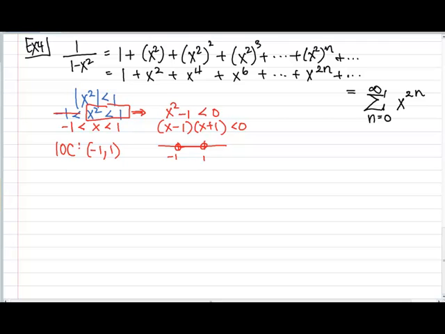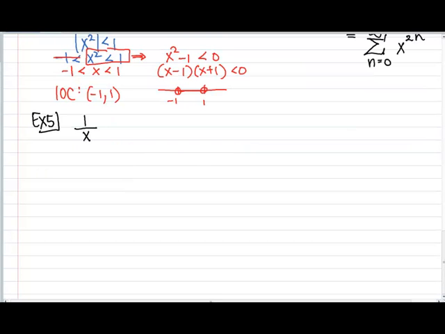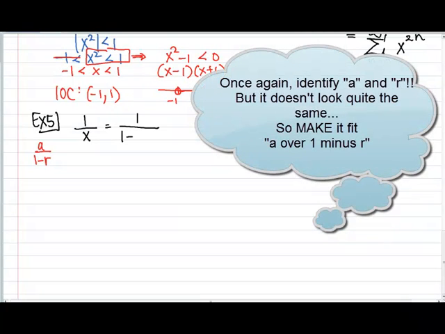We're going to do a couple more. So let's try 1 over x. This is now a little bit more challenging. I need to think of this as a over 1 minus r. Now I don't have a 1 minus r on the bottom, so we need to rewrite this. How can we make this 1 minus something? So think about it for a second. Pause if you need to before I give away the answer.